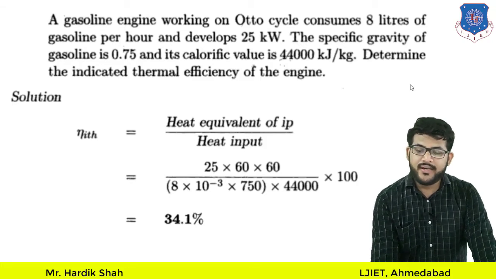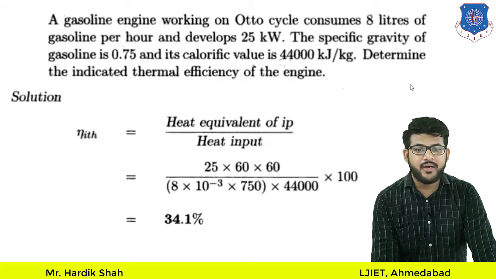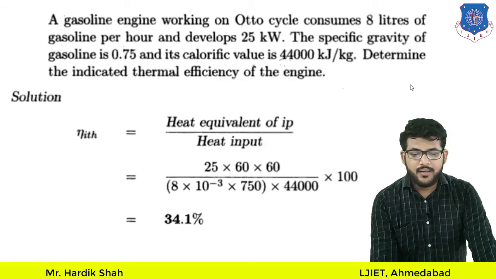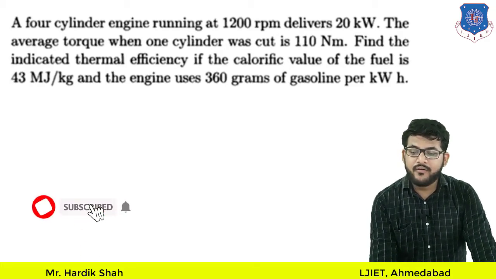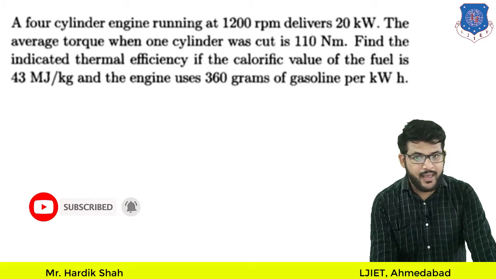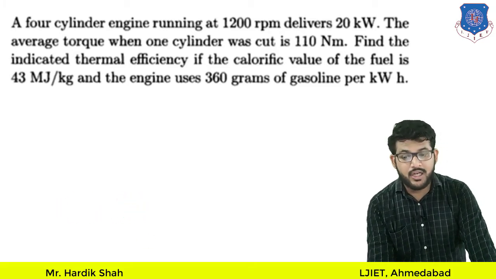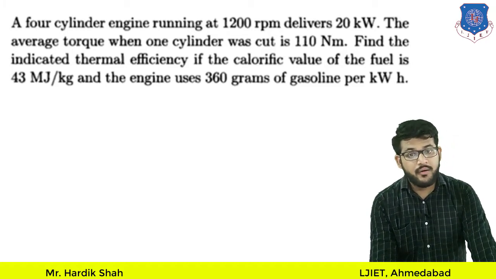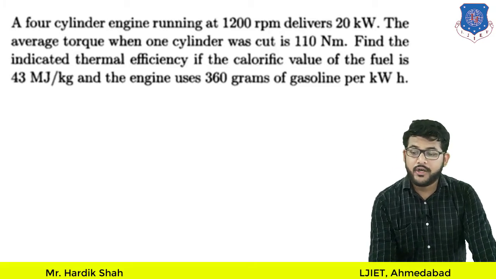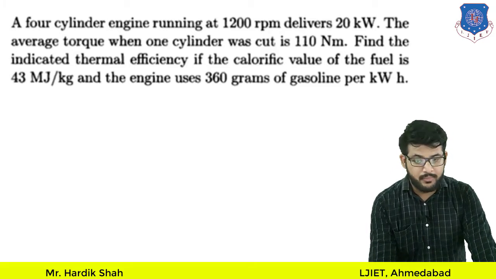Fine. So that is the second numerical that we have done in this session. Let's move to the third numerical. The data is given here. A 4-cylinder engine running at 1200 RPM, N is given, and delivers 20 kilowatt. Power is given. The average torque is given as 110 Newton meter. Now again remember, whenever the torque is given, you need to find brake power.